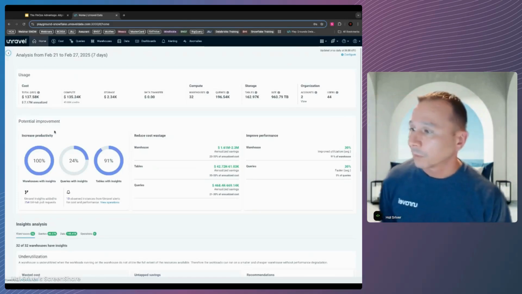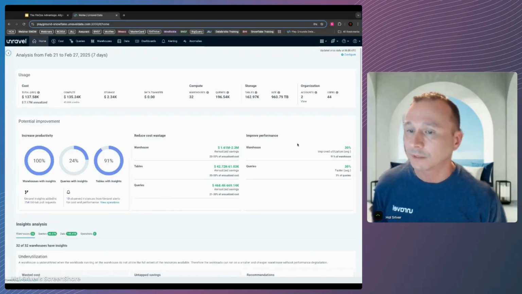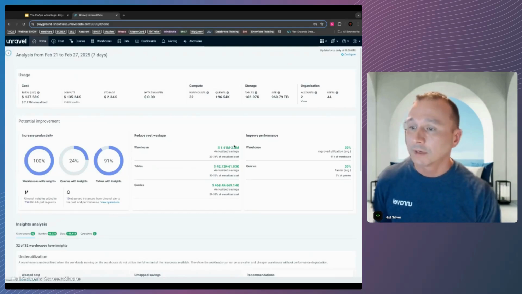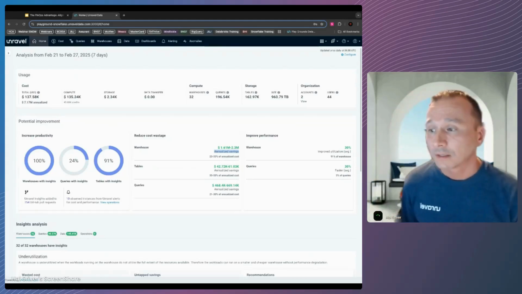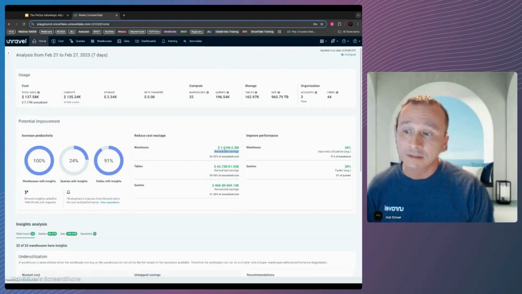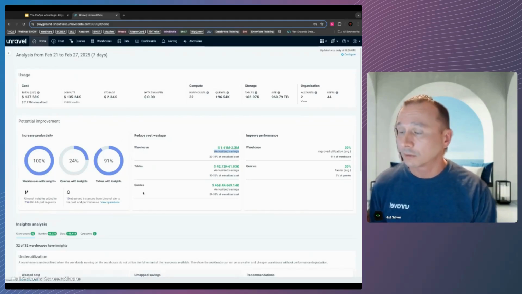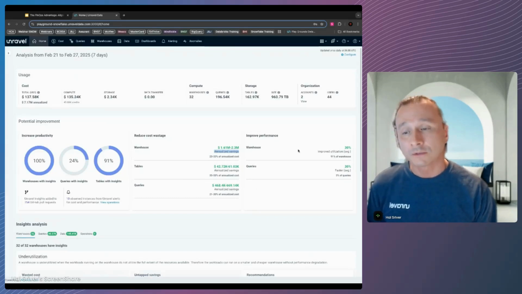So what does this all mean from a dollars and cents perspective, from a performance improvement perspective, right? We're giving you those hard ROI numbers right here at the top. So from an annualized savings perspective, if the insights that we are providing are actioned, there is an annualized savings of between 1.6 and 2.3 million just within the warehouses alone, and then broken down across tables and queries as well.